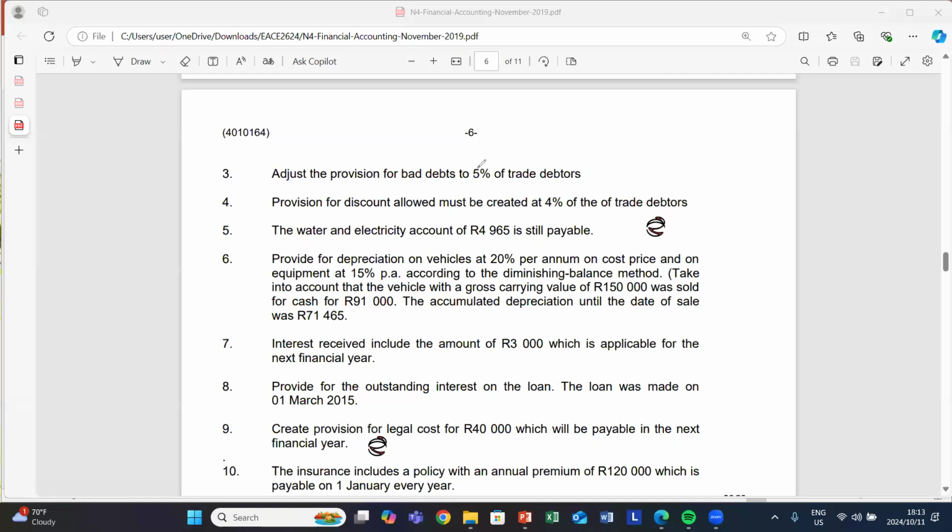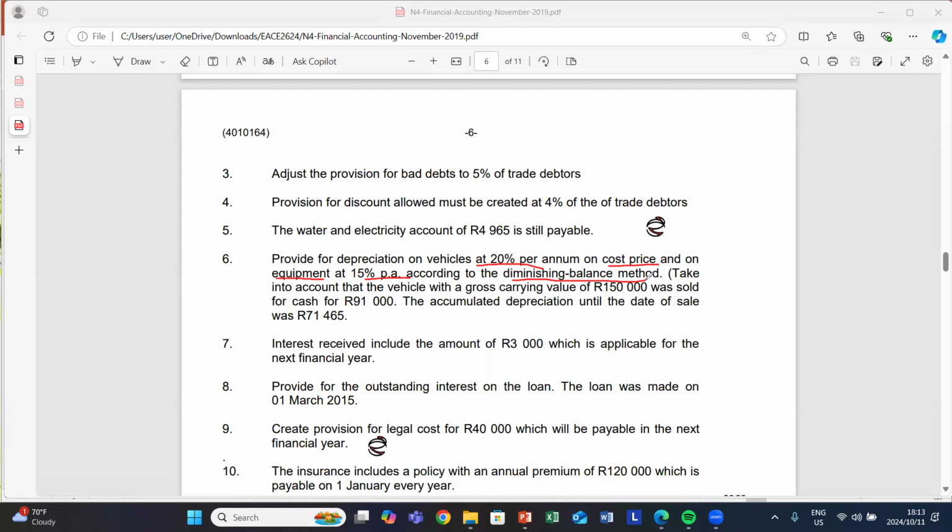They say to provide for depreciation on vehicles at 20% per annum on the cost price method, and on equipment at 15% according to the diminishing balance method. Remember that for depreciation, we have two methods. We have the cost price method and also the diminishing balance method.